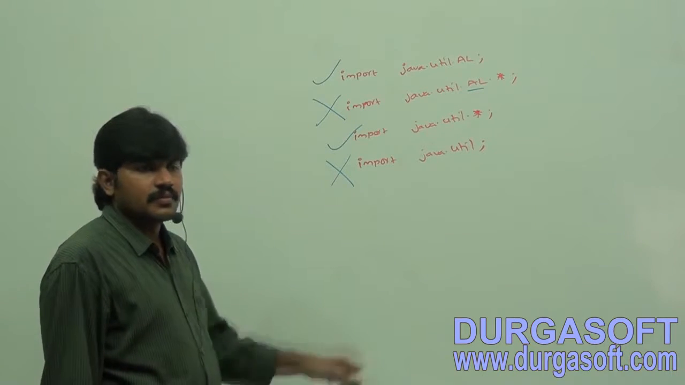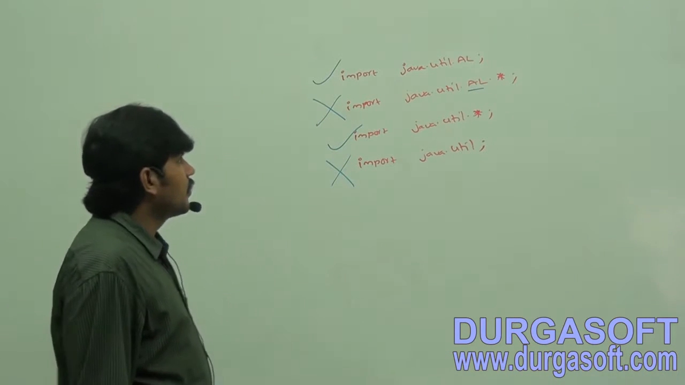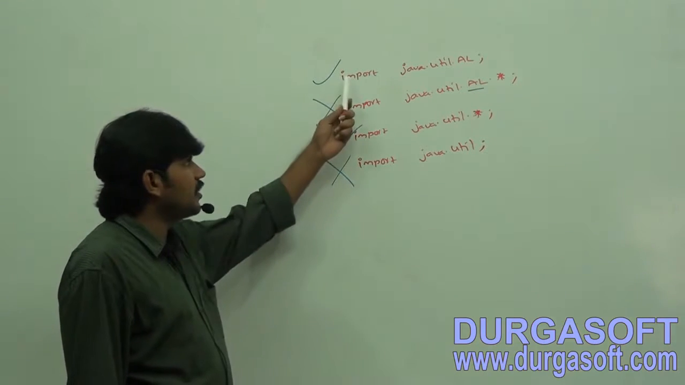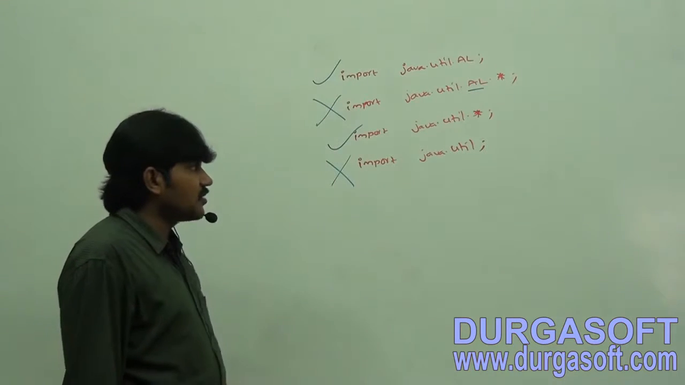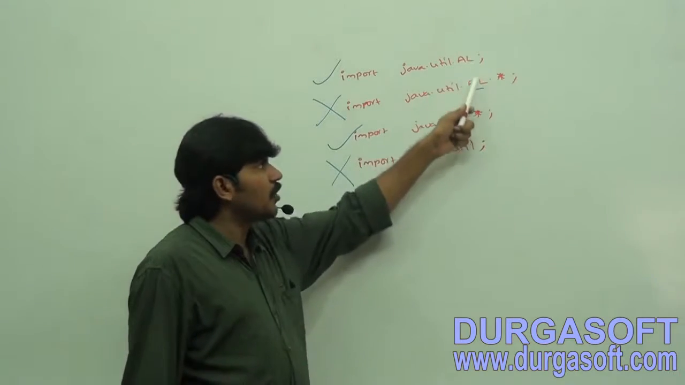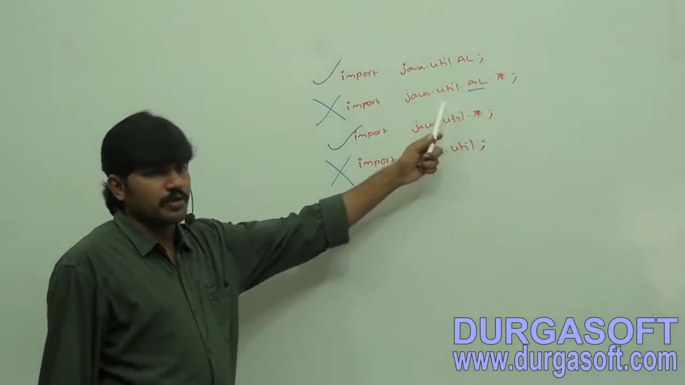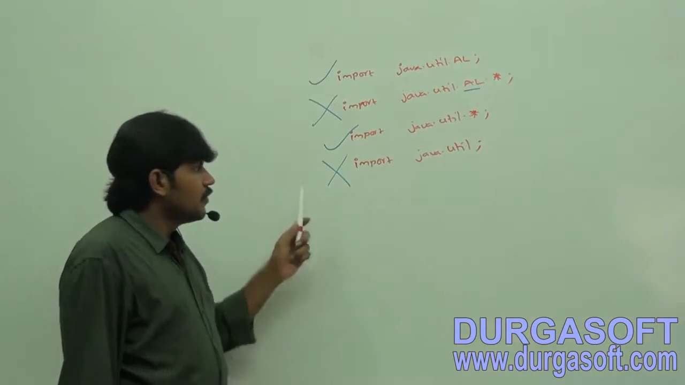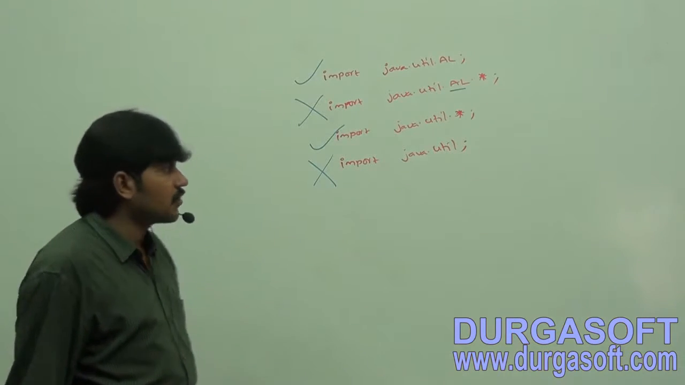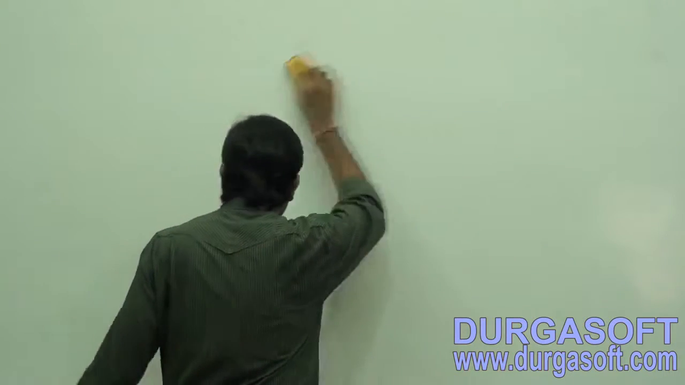I hope it is clear for all of you, right? So the first one is meaningful, an explicit class import. The second one is not meaningful because after the class name a semicolon is required, but not the dot star. Third one, implicit class import, after the package name dot star. Fourth one, meaningless because after the package name a semicolon is not allowed, dot star must be required. Okay, this is case 2.